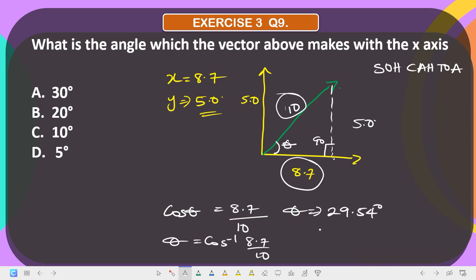29.54 degrees, which is approximately 30 degrees. So the correct answer to this question is 30 degrees. Okay, now let's look at the next.